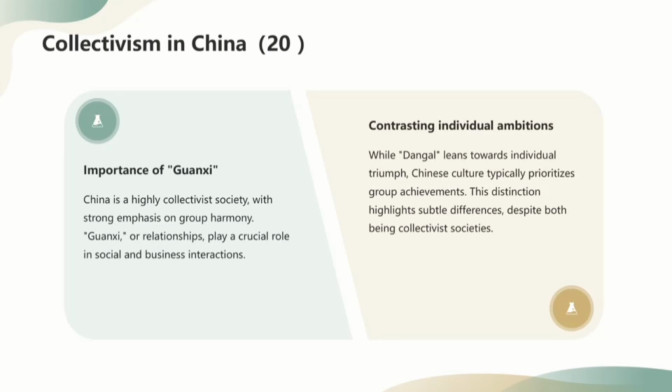In China, collectivism centers on guanxi and group harmony. For example, a Chinese student might choose a stable career to honor their family, even if it sacrifices personal passion.